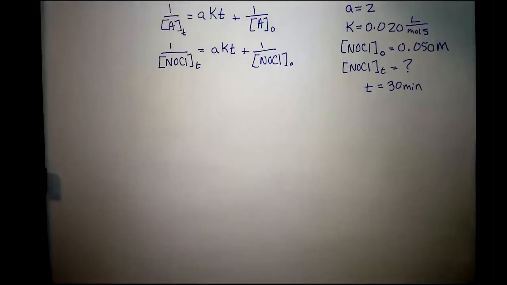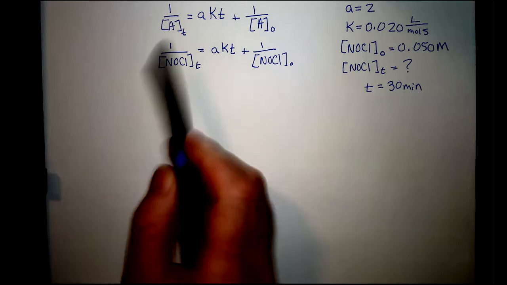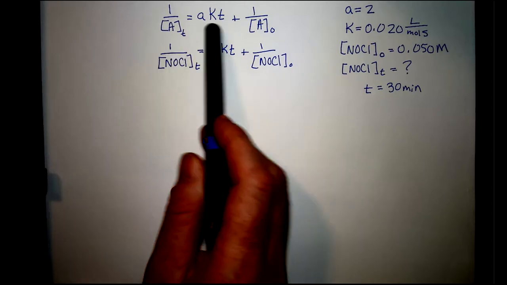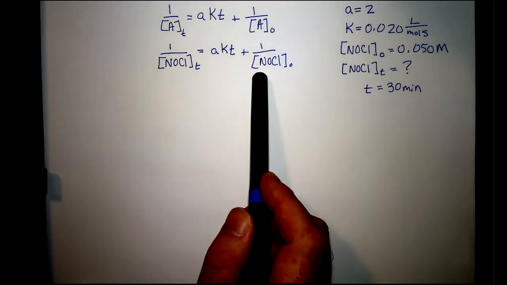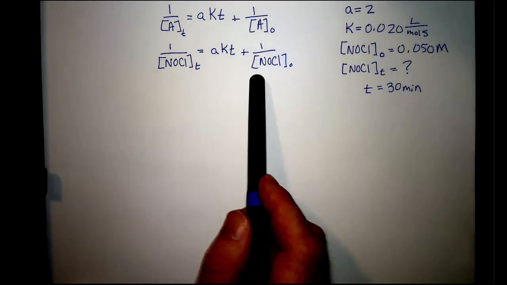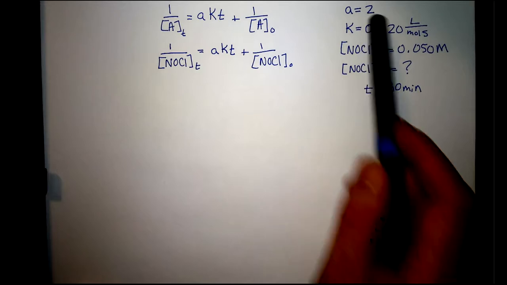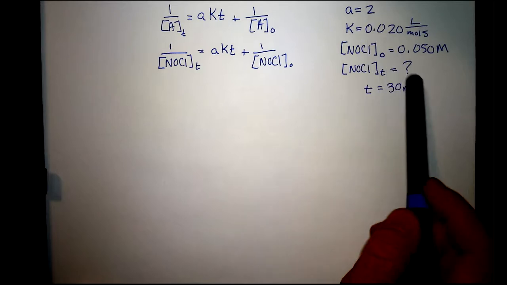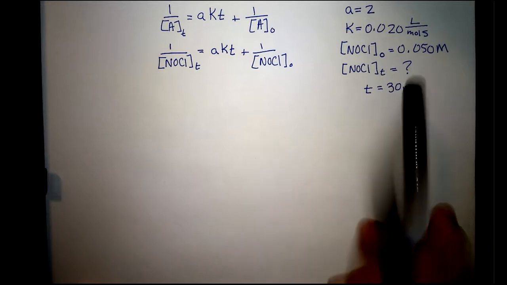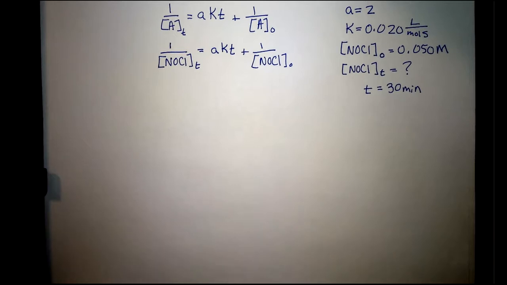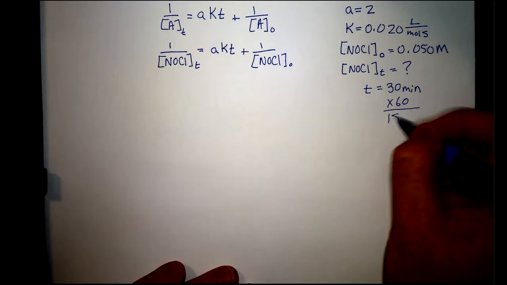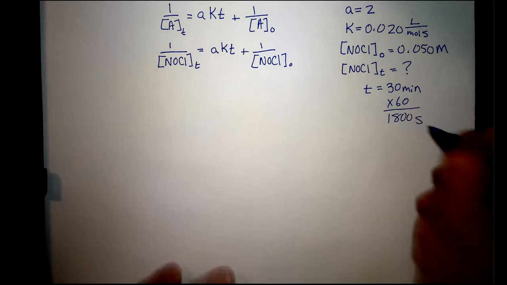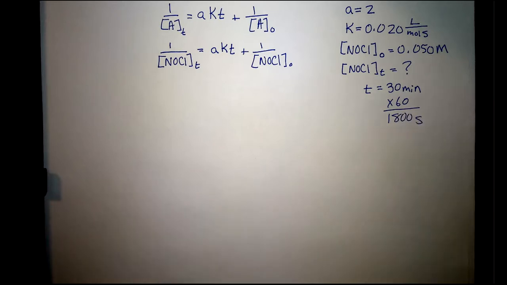So going to the paper, you can see I've copied everything down. So we got 1 over A at time t equals aKt plus 1 over A at time 0, and then I've just substituted in the reactant for our particular question. As we mentioned, the coefficient's 2, so a is 2, and then I've just copied all the material from there. But that 30 minutes we're going to have to fix. Remember, there's 60 seconds in a minute, so we're going to have to end up multiplying that by 60, and that's going to give us 1800 seconds. And then that'll fix it so our units match.